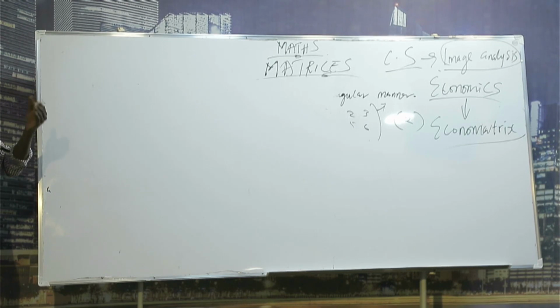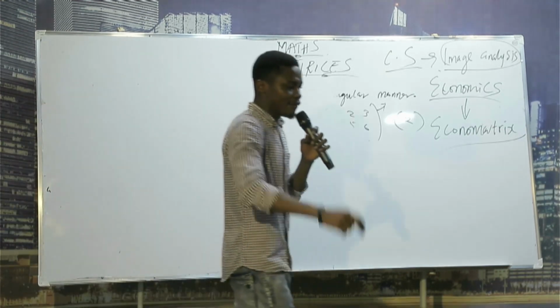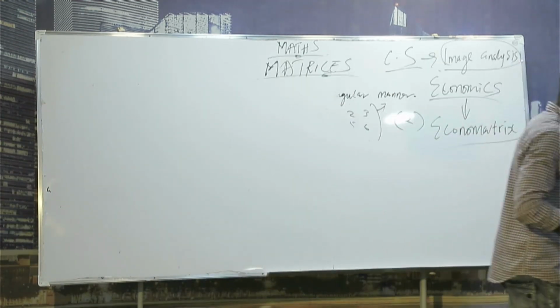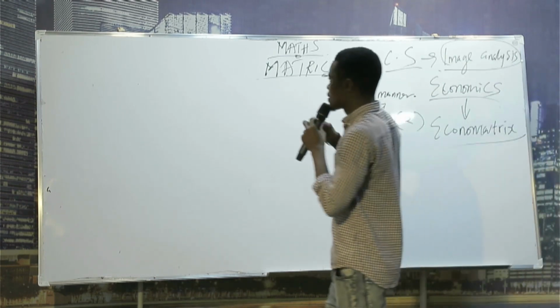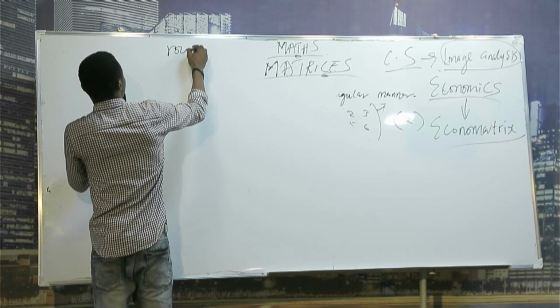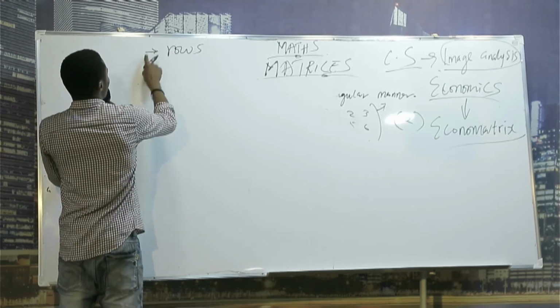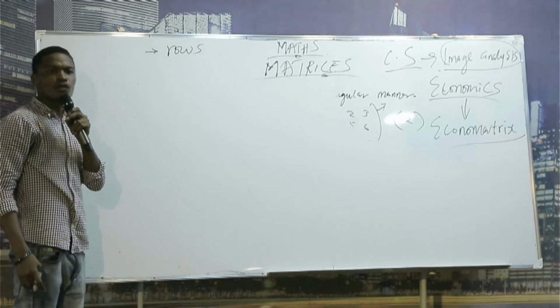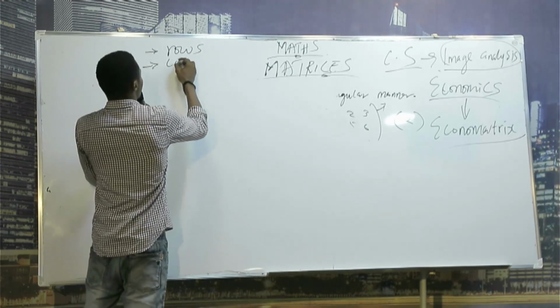Full stop. Now write. The horizontal arrangement of numbers are called rows, R-O-W-S. The horizontal arrangement of numbers are called rows, while the vertical arrangements are called columns.